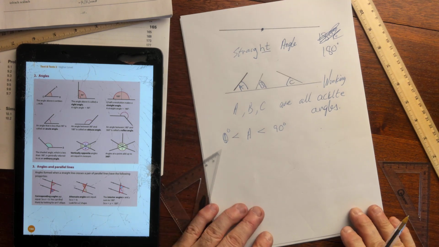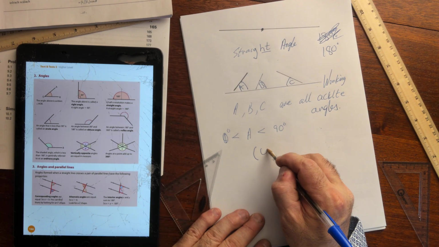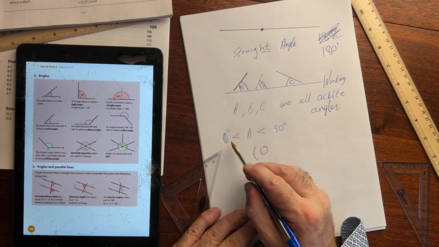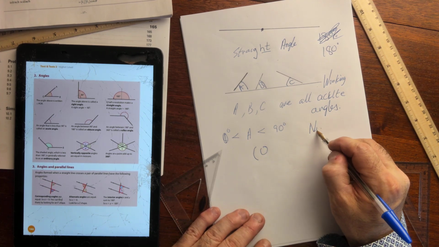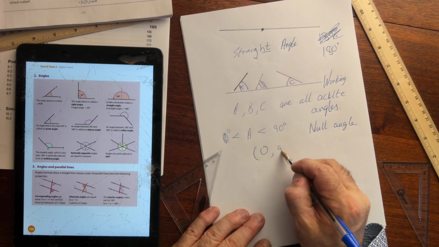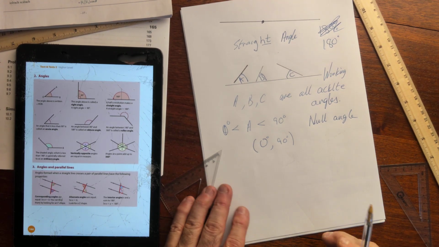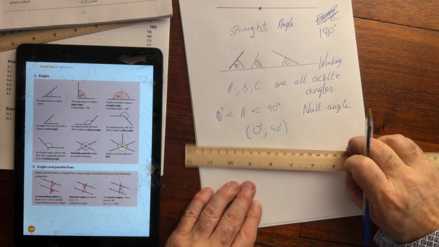Okay? Another way to write that is that it's between 0 but not 0, because that's called a null angle, by the way. 0 is a null angle. So between 0 and 90 degrees, that's acute. Okay, let's do a working line and go to obtuse.